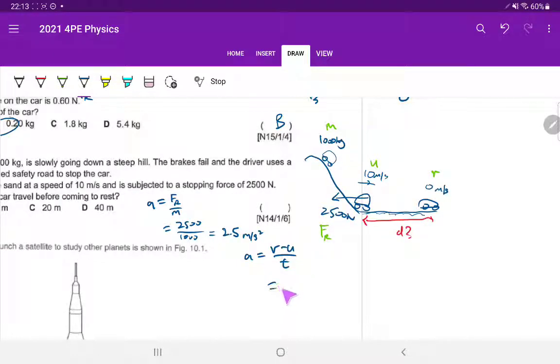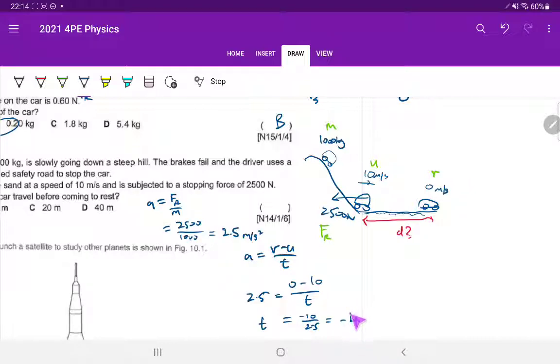So I can find my time with this, right? So this will give me V minus U. Okay, let me sub in the numbers first, probably less confusing. So my acceleration is 2.5. My V, final speed, is 0 meters per second. Initial speed is 10 meters per second. How long will I take to slow down? That would be negative 10 over 2.5, which will give me negative 4.